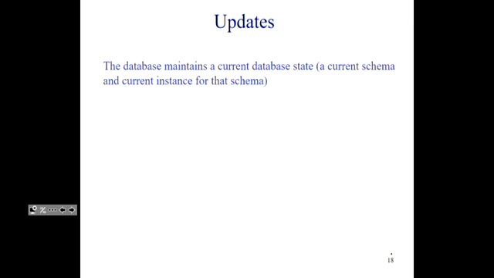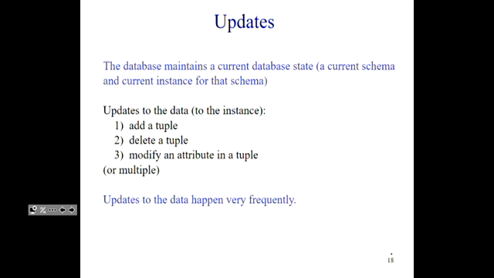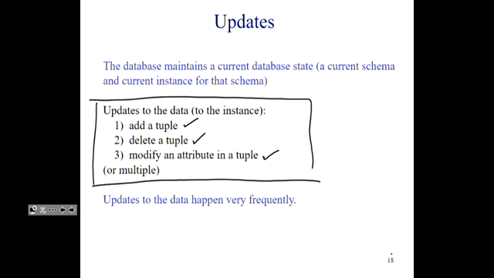Okay. So next, the notion of updates, right? So you need to think about how you would update the data. Updates happen to the data fairly frequently. So the instance actually gets updated fairly frequently. The way the data instance would keep getting updated would be, for example, to add a row or a tuple, delete a row or a tuple, or modify an attribute of a tuple. Okay, so these sorts of updates happen very frequently, right? So updates to the database instance, updates to the relation instance happen very frequently as the data changes in the real world, right? So the database maintains a current database state, which is a current schema and a current instance for that schema, and that instance constantly keeps getting modified. So updates to the data happen very frequently.